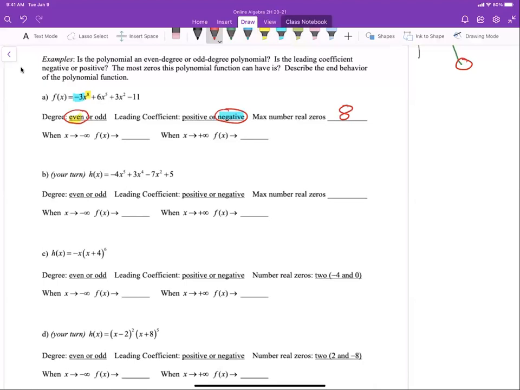Now, we have to describe what happens when the value of x approaches negative infinity and positive infinity. What we're going to do is ignore all of the other terms. We are only going to focus on the term with the largest exponent, because essentially if I put positive infinity or negative infinity and take it to the eighth power, all those other terms are not going to change the behavior of the end of that polynomial.